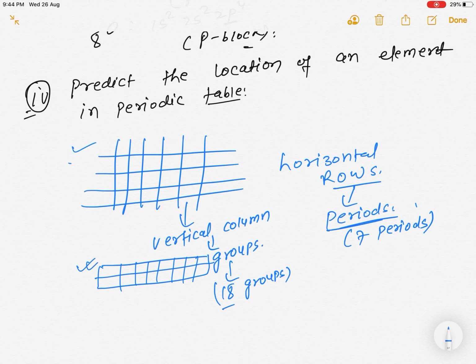Don't say that there are 7 periods in the main body and then 2 periods in the bottom part, so in total it has to be 9 periods. No, it's not like that, right? We will discuss that also later on.